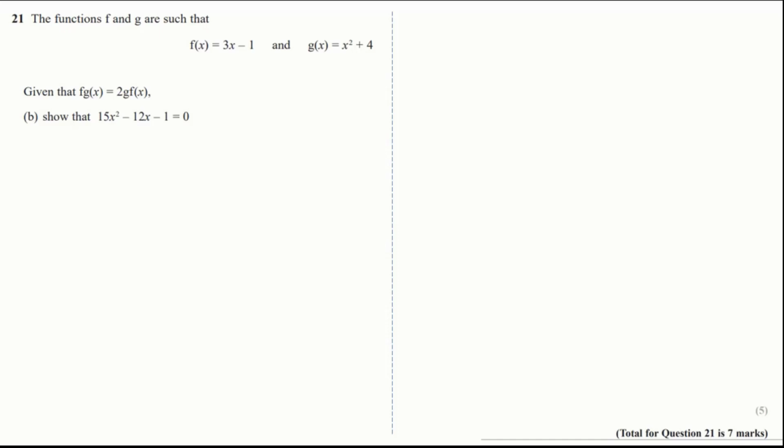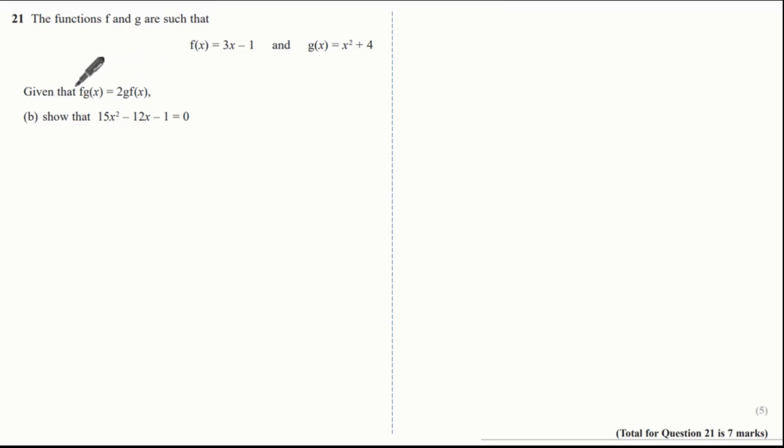Now let's have a look at the second part of question 21, where we're still given f of x is 3x minus 1 and g of x is x squared plus 4. It's given that f of g of x is equal to 2g f of x, and we need to show that 15x squared minus 12x minus 1 is equal to 0. So let's break this down into parts first and understand what they mean.